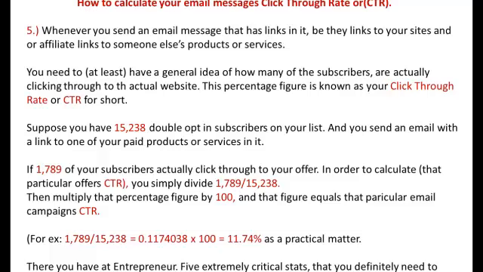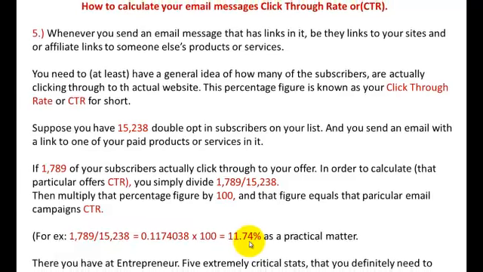So anyway, you take that figure of 1,789 and divide it by the actual total number of people you sent it out to on your particular email list, 15,238. The percentage figure you get, you then multiply by 100, and that's where you get this figure down here. So as a practical matter, 11.74%. That's your click-through rate for, again, that particular email campaign.